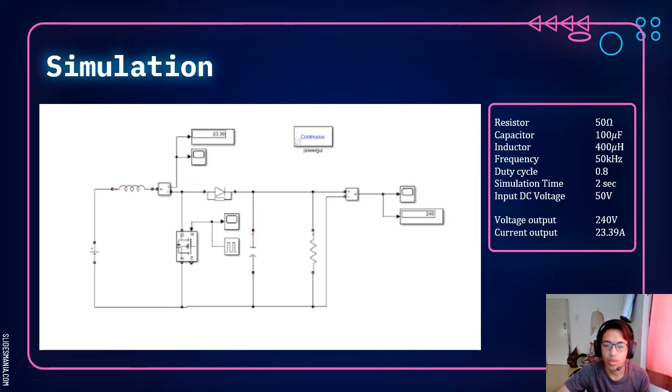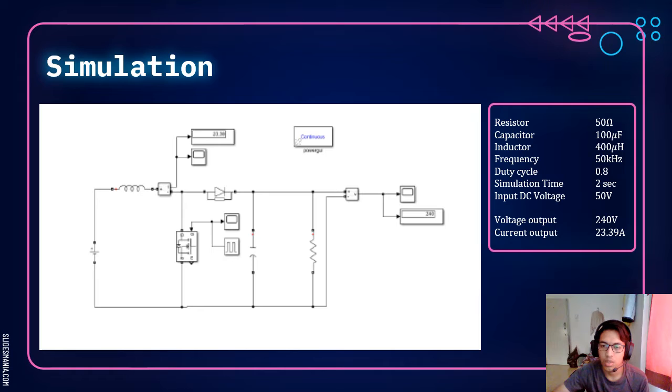My name is Muhammad Iqbal Hafiz Firmaizi, the presenter of this part, which is the simulation in MATLAB. For the switch I use a MOSFET. I also use a display to show the voltage output and current output, and a scope to get the waveforms of voltage and current.